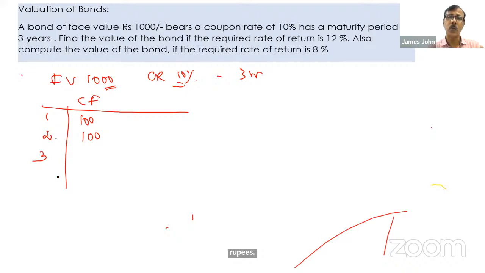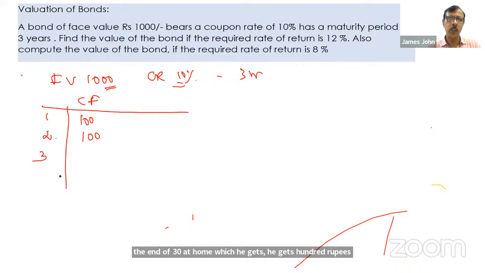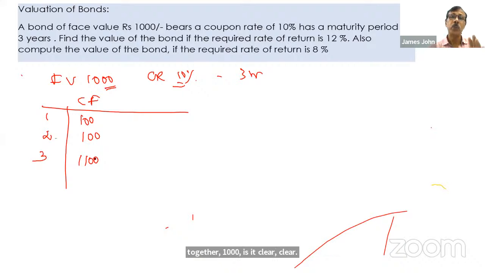And at the end of third year, how much does he get? He gets 100 rupees, the coupon, plus the face value 1,000, put together 1,100. Is it clear? So these are the future cash flows.